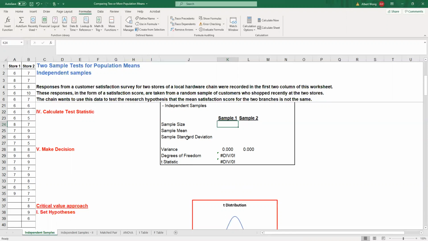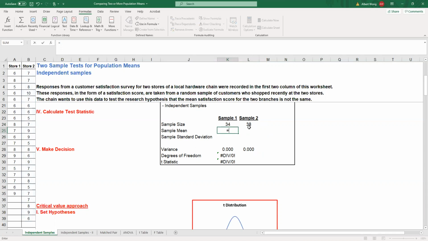So now let's summarize the samples into the 3 statistics. The first one is the sample size, and the way to do it is to do COUNT of sample 1, and that's 34. And then for sample 2, of course, it's COUNT of sample 2. If you define the area with a name, you make the typing so much easier.